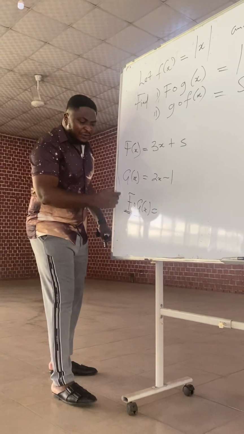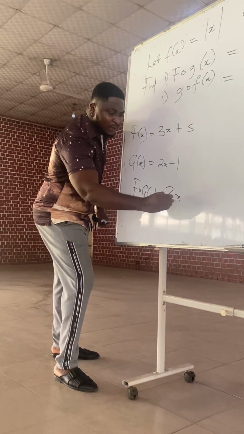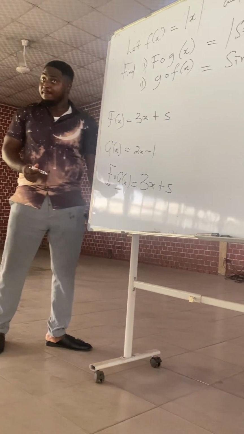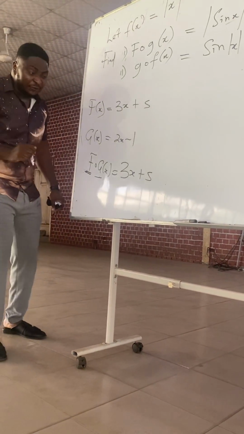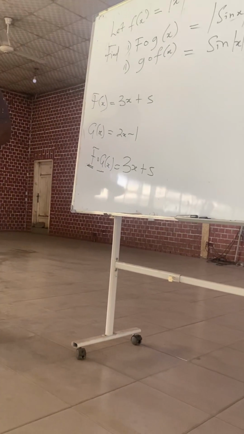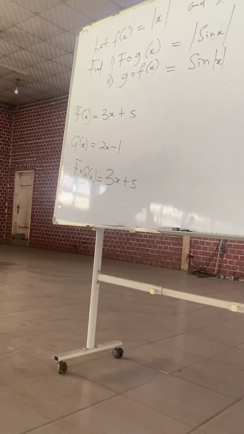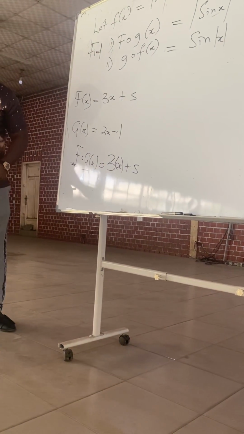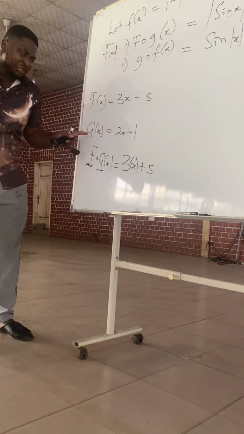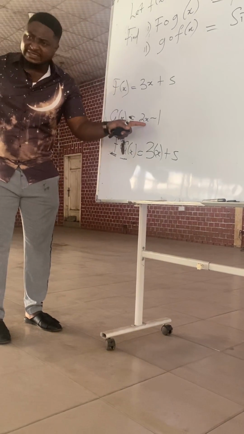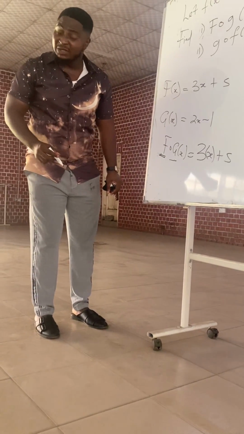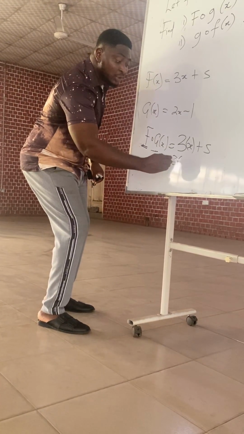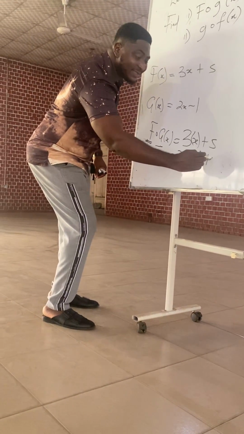So class, to find f of g of x, first write down the primary function, 3x plus. F is the primary function, right? Step 2, substitute for x the secondary function. It means anywhere I see x here, replace it with the secondary function. Who is the secondary function? G of x. And who is g of x? 2x minus 1. Anywhere I see x, put 2x minus 1 in brackets.